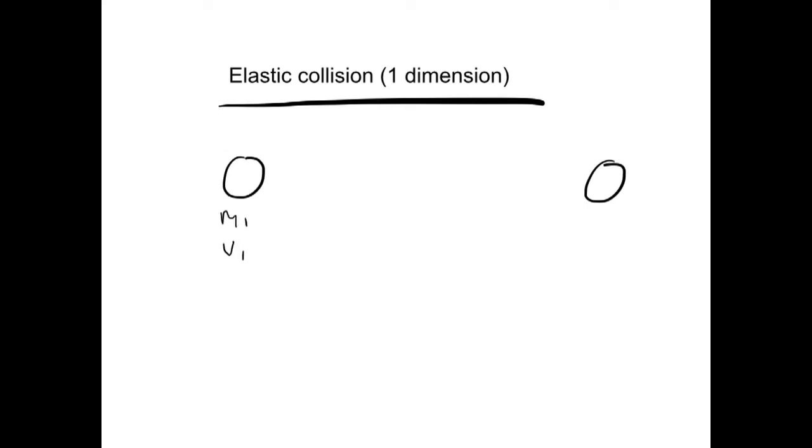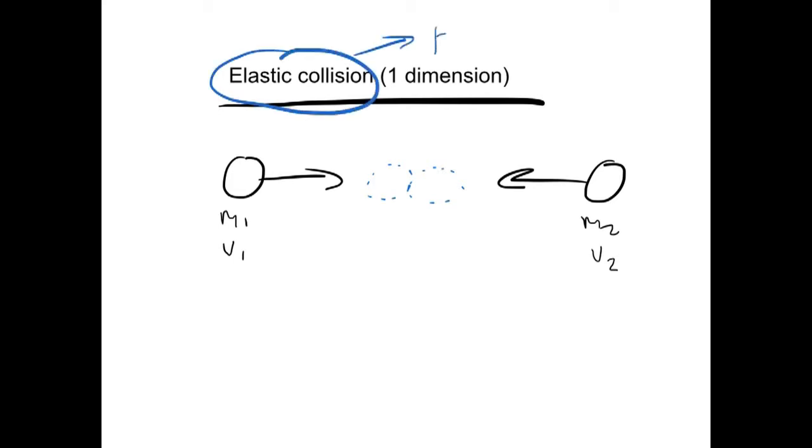Now let's take a look at elastic collisions. So imagine we've got some ball here and another ball here. We've got mass 1, V1, and mass 2, V2, and they're coming at each other, and at some point we're going to have a collision. So here they're bouncing against each other, and since it's elastic, they're going to just bounce right off each other, and because it's elastic, the kinetic energy is conserved.